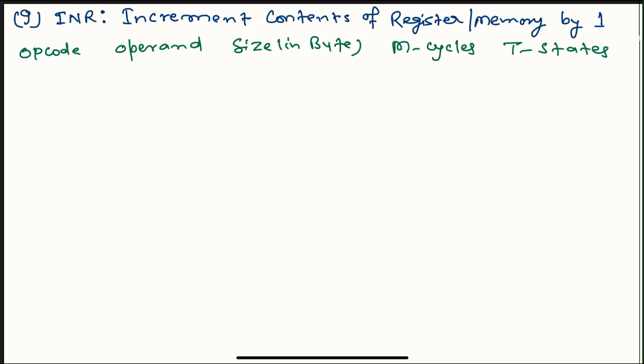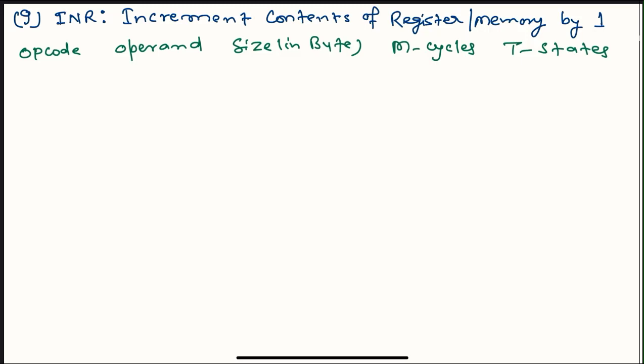So in this video I'm going to explain the next arithmetic instruction, which is called INR. The meaning of this instruction is increment content of register or memory by 1. This instruction is basically used for counting purposes, or it can be used in a loop while doing programming.